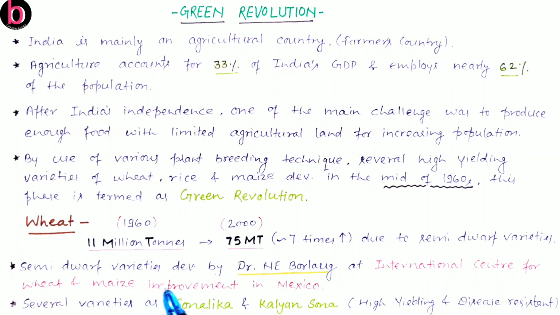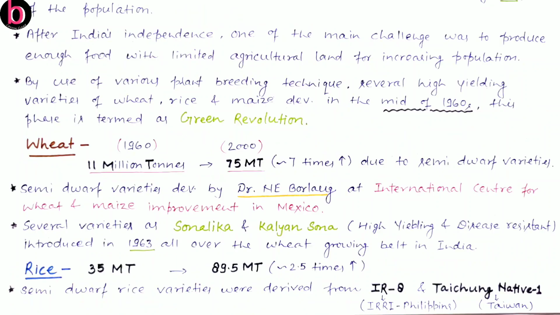These semi-dwarf varieties of wheat were developed by Dr. Norman Borlaug at the International Center for Wheat and Maize Improvement in Mexico. Borlaug was also awarded the Nobel Prize for his contribution to the Green Revolution. Several varieties such as Sonalika and Kalyan Sona, which are high yielding and disease resistant, were introduced in India in the year 1963 all over the wheat growing belt.